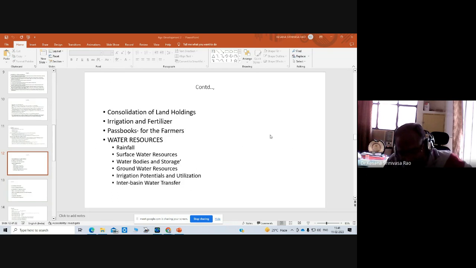In practical terms, this is a very difficult task. Consolidation of land holdings is not a simple measure. Irrigation and fertilizers, because these are two important inputs for agriculture. Without irrigation and, nowadays, without fertilizer, no crop will come, including vegetables or any other cereals or pulses crops. They all depend upon these two factors.